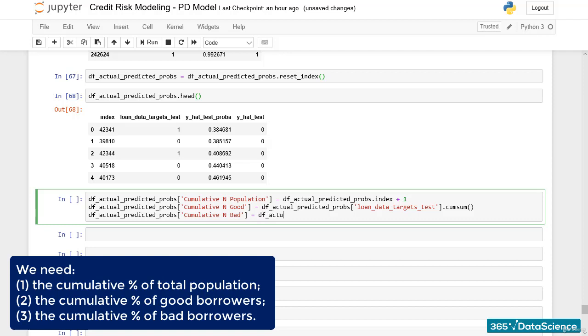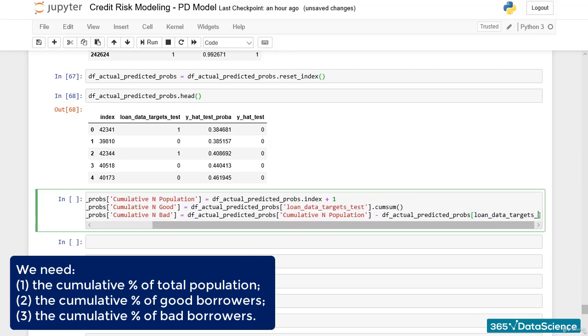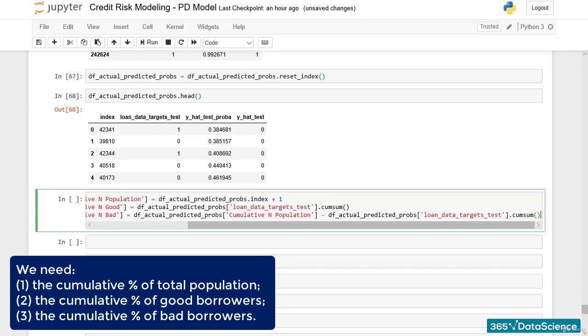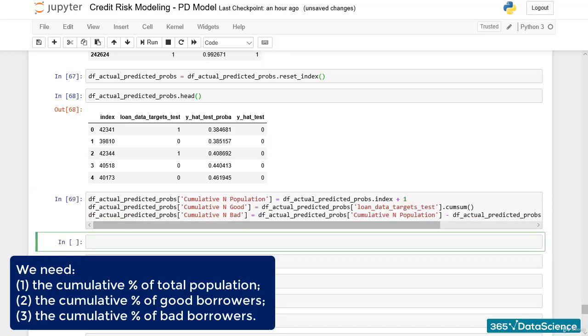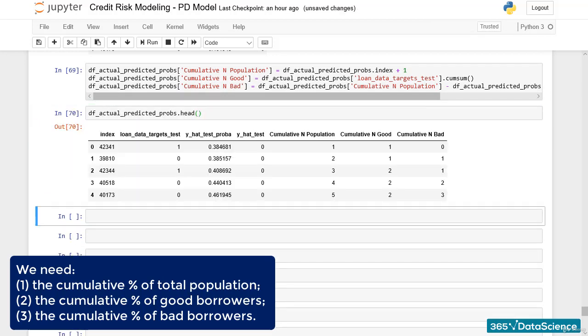We can't sum the zeros as we did with the ones because the total will always be 0. But we know that the loan_data_targets_test contains only zeros and ones. We also know the total number of ones up to a row. Plus, we are aware of the total number of borrowers up to every row. So, the total number of bad borrowers on every row can be calculated as the difference between the total number of borrowers up to that row and the total number of good borrowers up to that row. Great! We have all the information we need. To make it more usable for probabilities distribution plots, it makes sense to find the respective cumulative proportions.